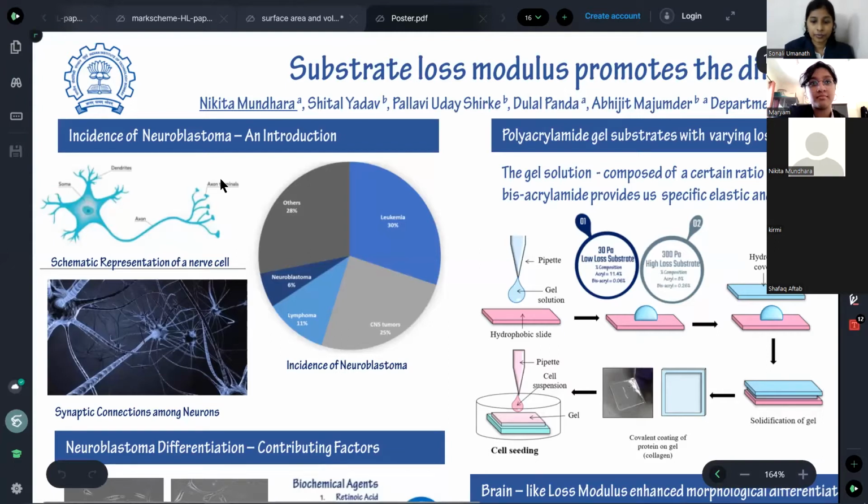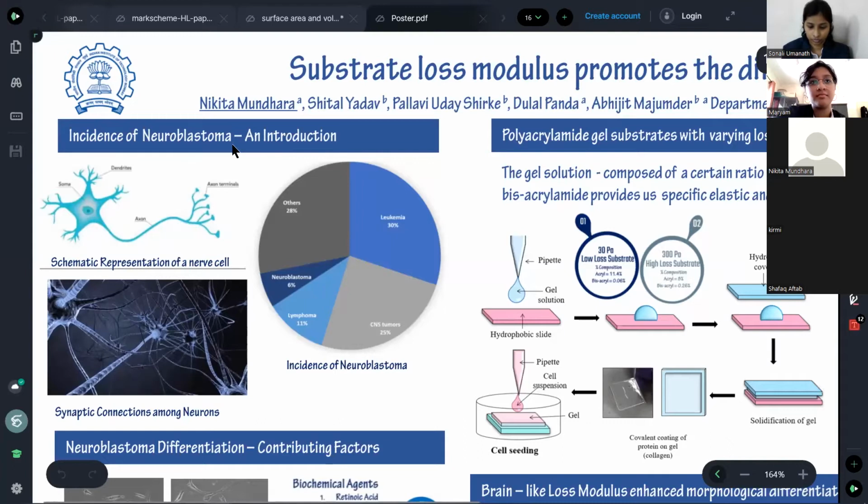Neuroblastoma is a type of cancer that happens in the neuronal cells, specifically the neuron cells of the adrenal glands, or it can occur in many different locations like the chest, stomach. It specifically happens to the neuronal cells. Now, as you can see, the basic structure of a neuronal cell has a soma, an axon, and a dendron.